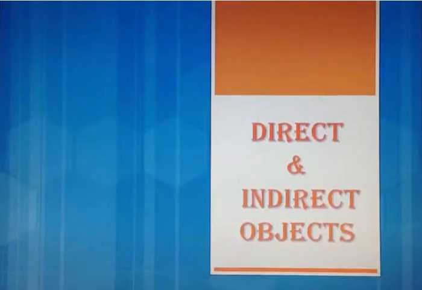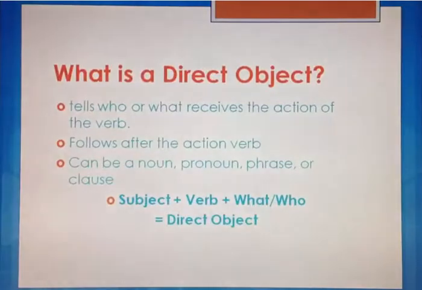In this lesson today, I will be talking to you about direct and indirect objects. First, we'll be taking a look at direct objects. The definition of a direct object is a noun phrase denoting a person or thing that is the recipient of the action of a transitive verb. Direct objects can be nouns, pronouns, phrases, or clauses.